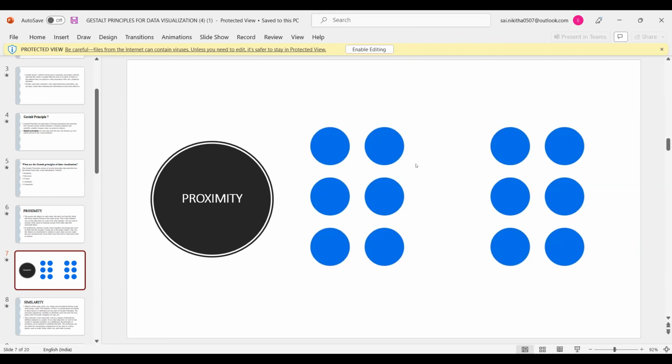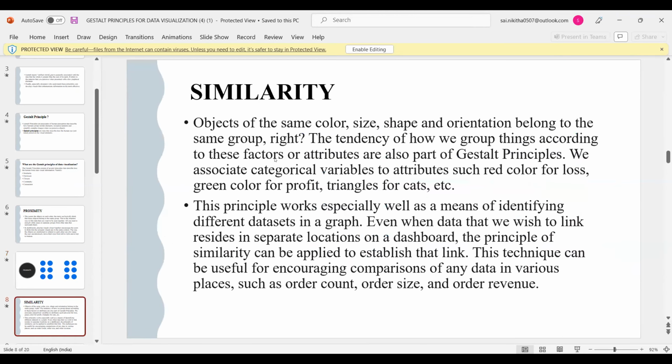Here, in the example, we can see that two objects are placed. This one belongs to one group, and this one belongs to another group. And in daily life, we see that our houses are attached in a row, and we get closer to our neighbors. That is a daily-life example of proximity. Next, we go to another slide, similarity.